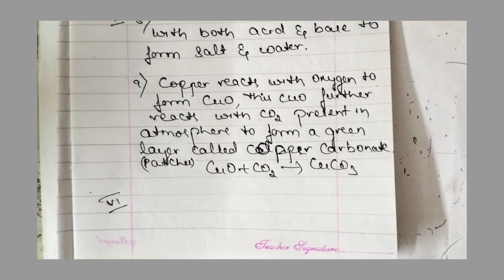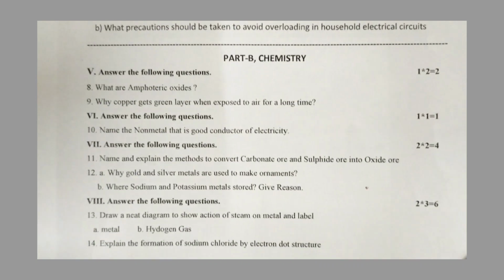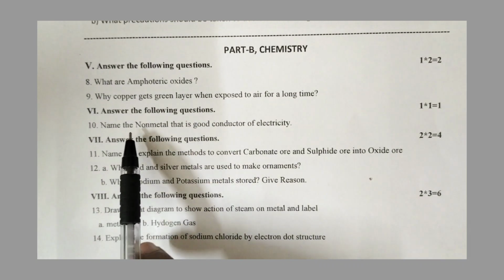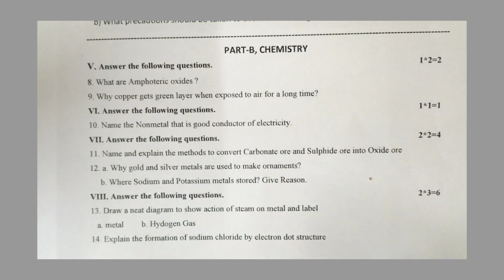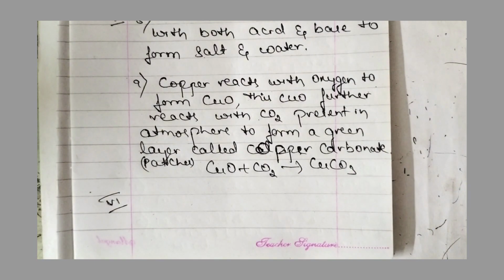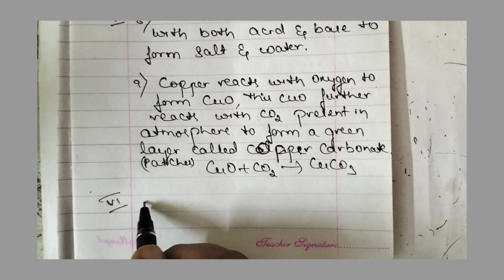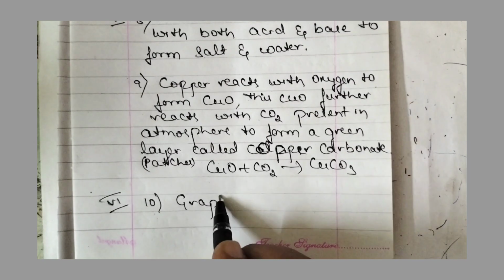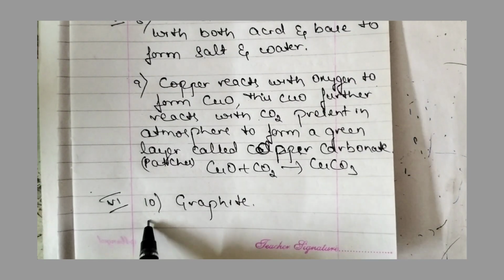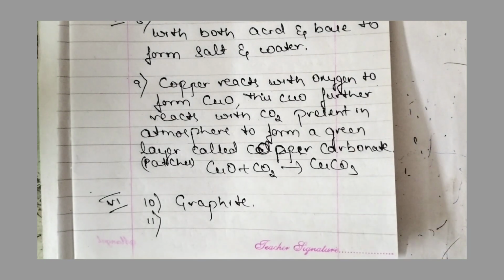Now let us move to the next question, that is 6th main. Only one question will be there: name the non-metal that is a good conductor of electricity. This is the 10th question. The answer is graphite. Graphite is a non-metal which is a good conductor of electricity.